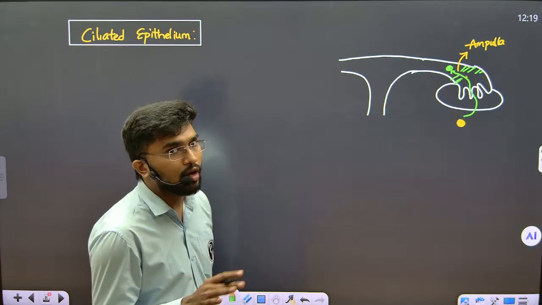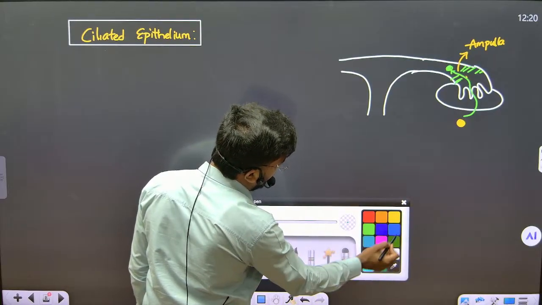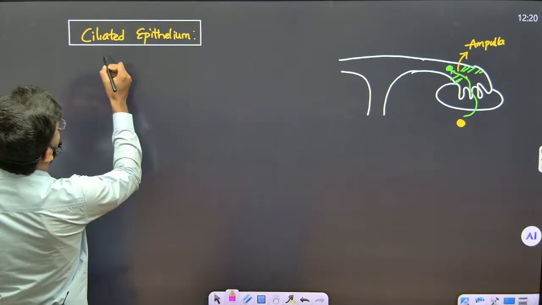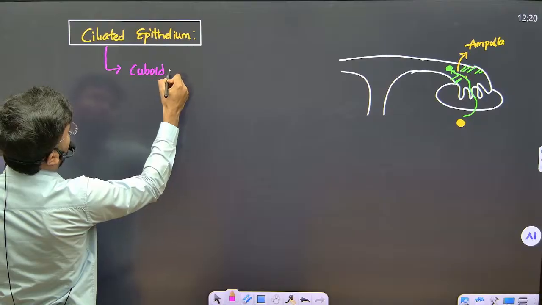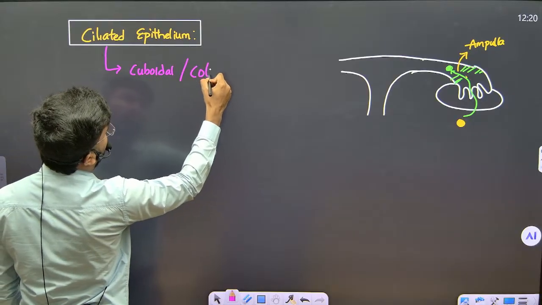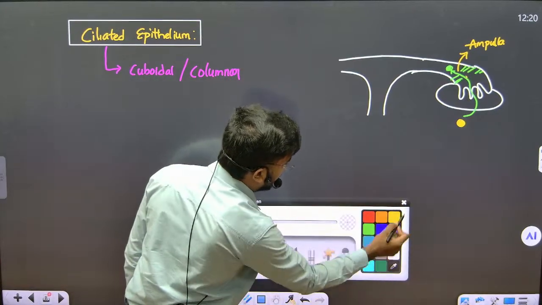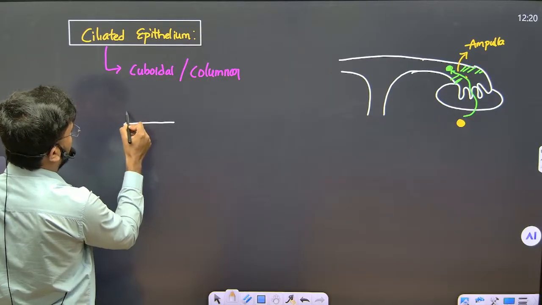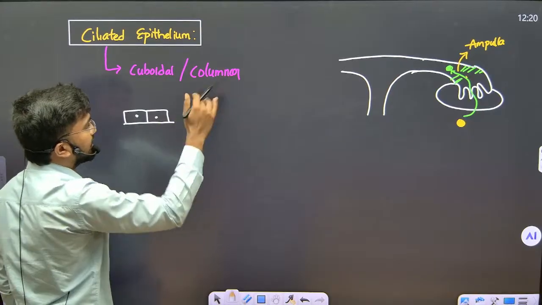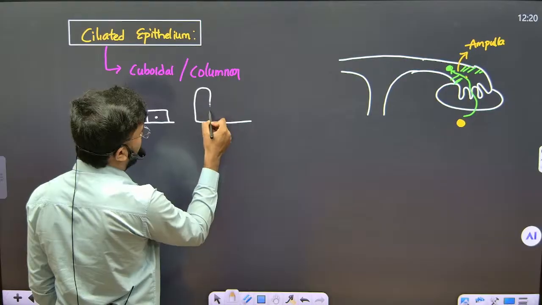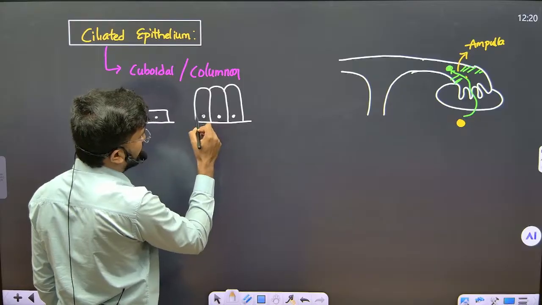Now the question is how the ciliated epithelium is formed. Ciliated epithelium is a modification of either cuboidal epithelium or columnar epithelium. If I draw a picture, this is cuboidal epithelium. We studied it in the last class. We know how it will look. And this is columnar epithelium, where long pillar-like cells are present and the nucleus is present at the base.